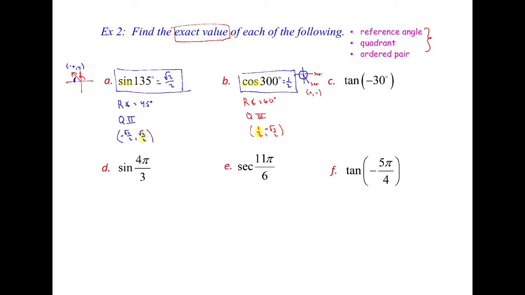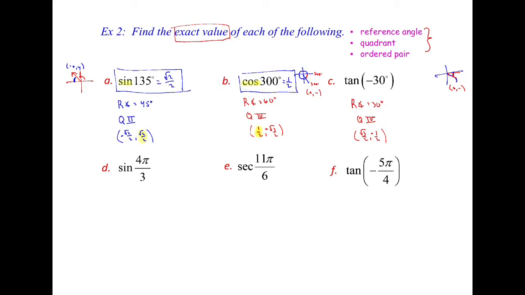So tangent of negative 30 degrees. That one you might be able to visualize a little bit more, but you'll get better at this. So negative 30 would be right here, but that also represents exactly the same reference angle, which is right here. So your reference angle is 30 degrees. You are located in quadrant 4, and your ordered pair for 30 degrees is square root of 3 over 2, comma 1/2. But you are in quadrant 4, so x is positive, y is negative. So that 1/2 needs to be negative.